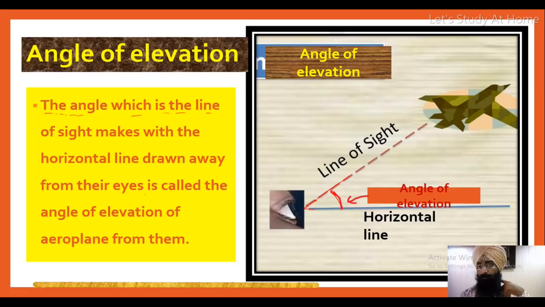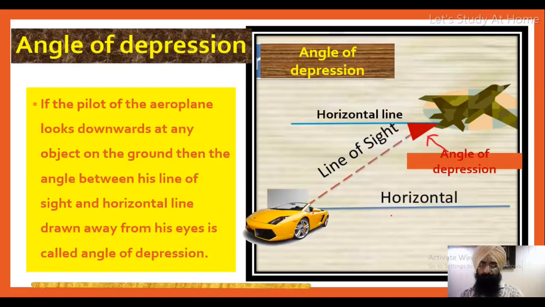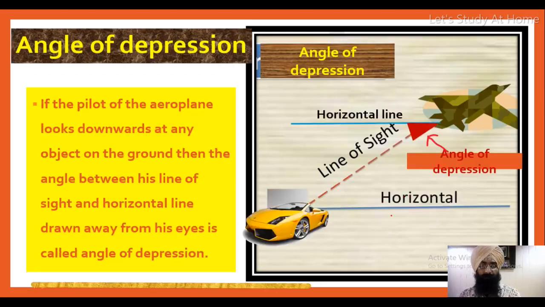Of aeroplane from them. Okay, here we will take the previous example. What is the angle of elevation of aeroplane? Angle of elevation of aeroplane means the angle between line of sight and horizontal line is called angle of elevation. Okay ji. Next, angle of depression. Now we have angle of depression.